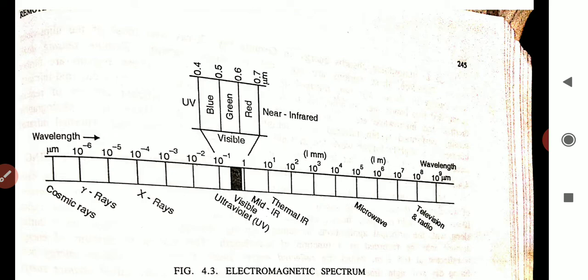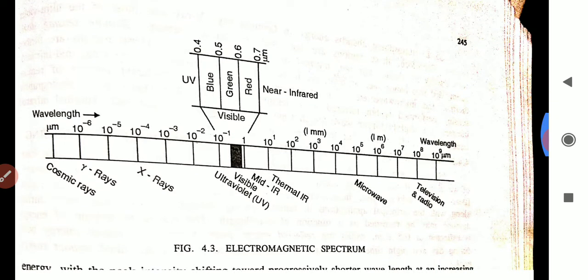All matter radiates a range of electromagnetic energy, with a peak intensity shifting towards progressively shorter wavelengths at an increasing temperature of the matter. In general, wavelengths and frequencies vary from short wavelengths with high frequency cosmic waves to long wavelengths of low frequencies.